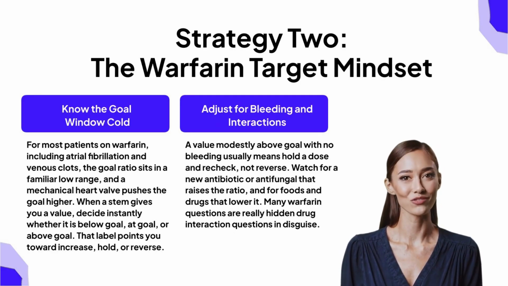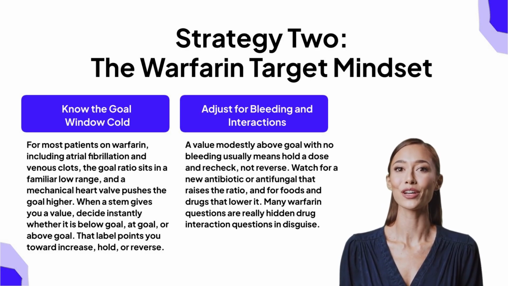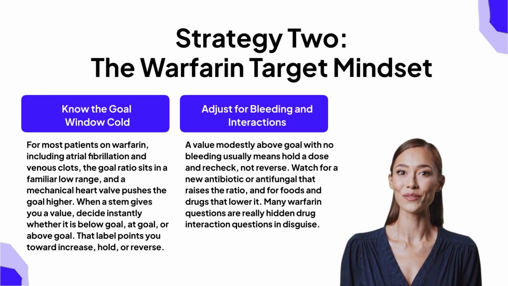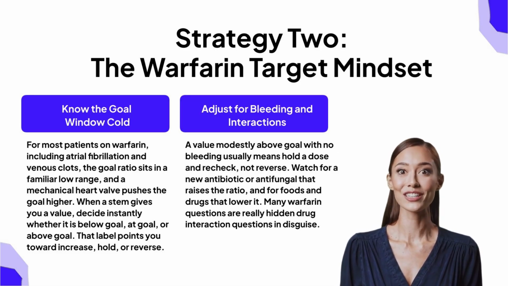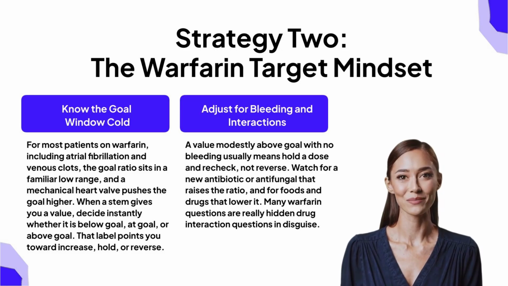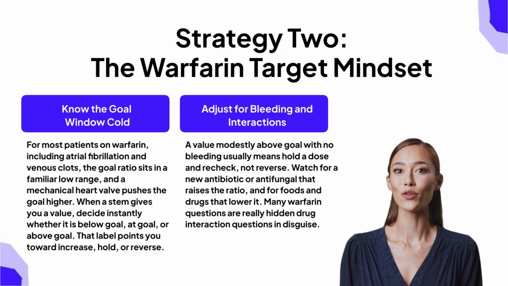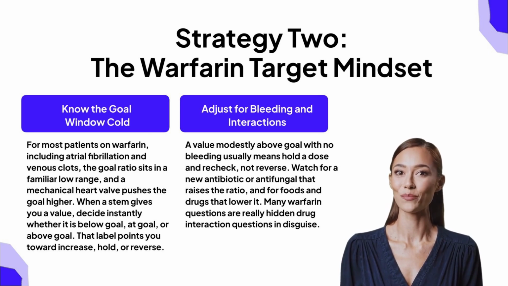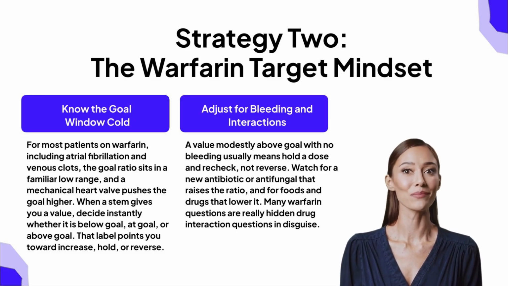Strategy 2 is the warfarin target mindset, and this is where a lot of points are won or lost. First, know the goal window cold. For most patients on warfarin, including those with atrial fibrillation or a venous clot, the target ratio sits in a familiar lower range, while a mechanical heart valve pushes that target higher. The moment a stem gives you a value, label it in your head as below goal, at goal, or above goal, because that label points you straight toward increasing the dose, holding, or reversing.